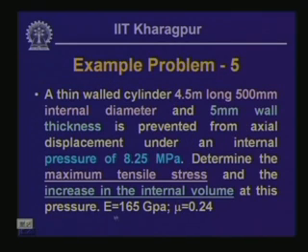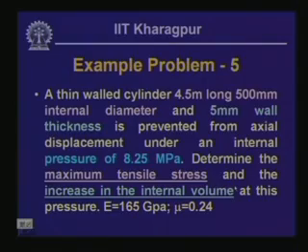Well, we have another example which I set for you, and we will discuss in the next lesson, which is a thin walled cylinder 4.5 meter long, 500 millimeter internal diameter and 5 millimeter wall thickness, prevented from axial displacement. Now, here the cylinder is not allowed to move in the axial direction. So, it is restrained, and thereby there is a change in the volume, corresponding to the volumetric strain. So, determine the maximum tensile stress and the increase in the internal volume. You have to compute the volumetric strain and thereby the change in the internal volume for this particular pressure.